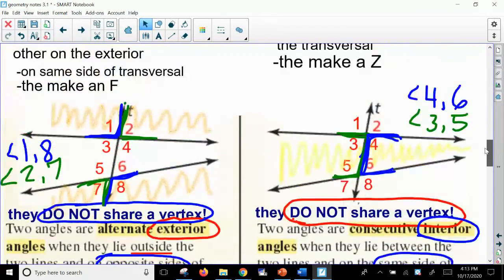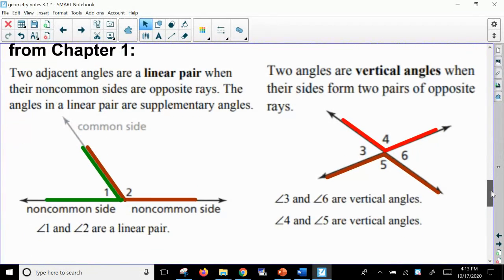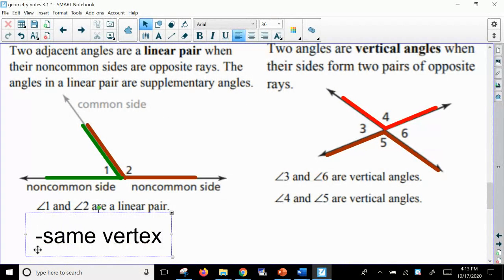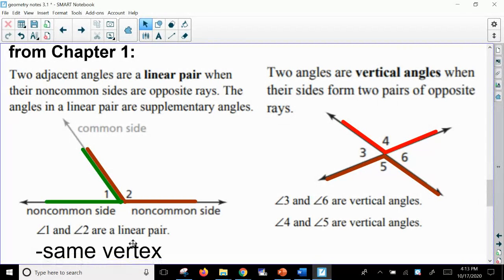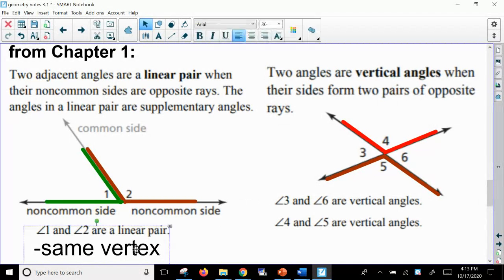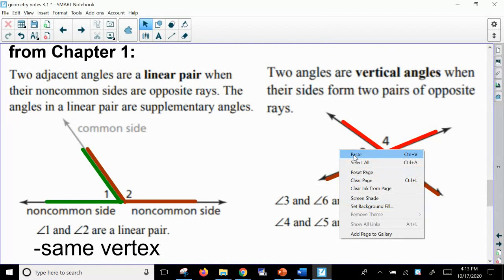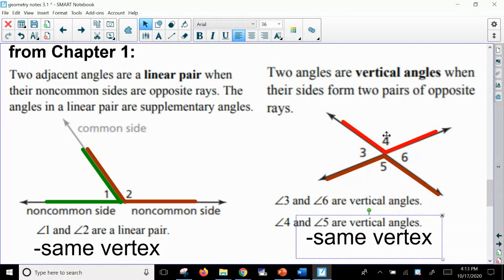Please do not confuse the angles made by a transversal with the ones we learned from chapter 1. Linear pairs, they do have the same vertex, okay? So that's important. Same vertex for linear pairs. Right next to each other, they are adjacent. Their other two sides form a straight line. Also, vertical angles have the same vertex. And they do make the X. So not an X that got taken apart, but the X that's together. Vertical angles are across from each other, with the same vertex.